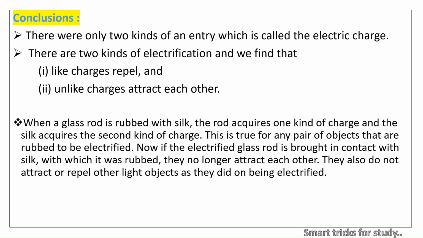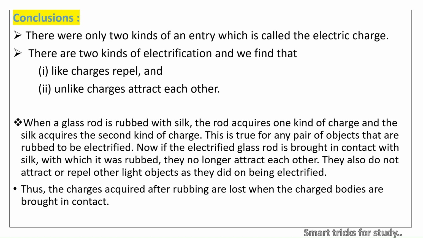When a glass rod is rubbed with silk, the rod acquires one kind of charge and the silk acquires the second kind of charge. This is true for any pair of objects that are rubbed to be electrified. Now if the electrified glass rod is brought in contact with silk, with which it was rubbed, they no longer attract each other. They also do not attract or repel other light objects as they did on being electrified.